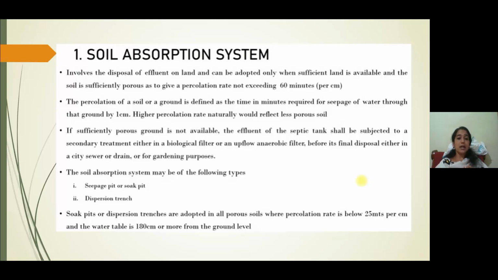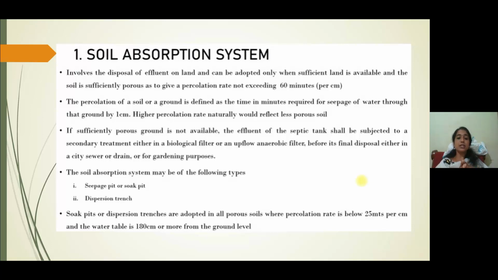If sufficiently porous ground is not available, the effluent of the septic tank shall be subjected to a secondary treatment, either a biological treatment system, that is biological filtration system, or upflow anaerobic filter should be used for the treatment of effluent coming from the septic tank. And the soil absorption system may be of the following types. That is, first one, seepage pit or soak pit, and a dispersion trench. Normally, for individual houses, the seepage pits or soak pits are used.